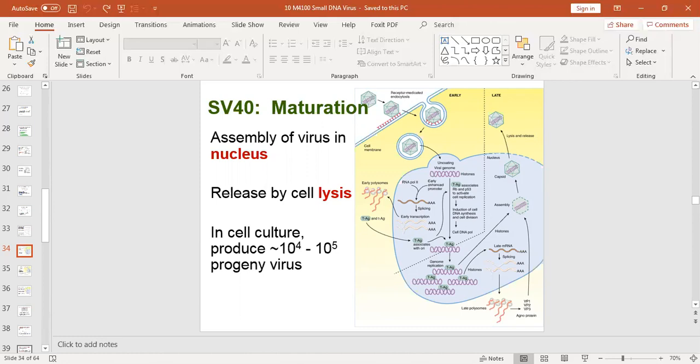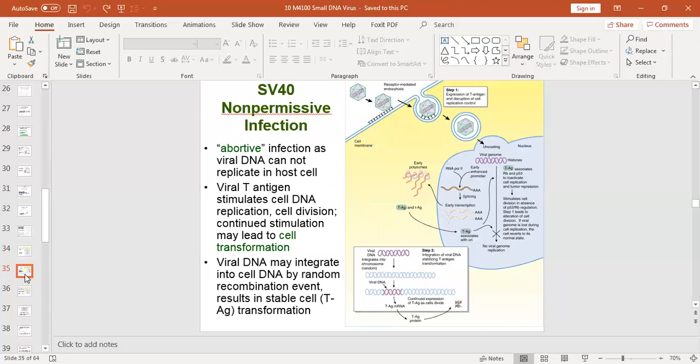So, assembly of virus occurs in the host cell nucleus, and then virus is released from the host cell by killing the cell, or host cell lysis. Once a virus comes in under laboratory and cell culture conditions, one virus can produce approximately 10 to the 4th or 10 to the 5th progeny viruses that, upon lysis of the host cell, can go and infect other host cells. Moving to slide 35.